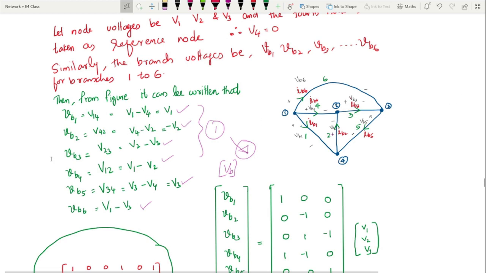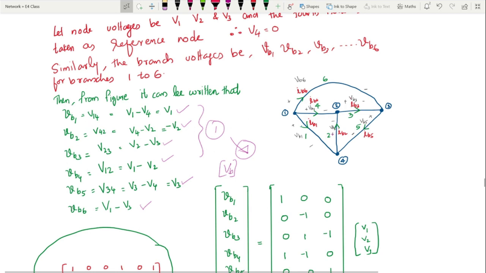Similarly, when we consider VB3, what is VB3? V23, that is V2 minus V3. Similarly, VB4 is equal to V1 minus V2. Similarly, VB5 is equal to V3 minus V4, that is V3 itself. Similarly, VB6 is equal to V1 minus V3. Now, let's arrange these equations. Say this is equation number 1.